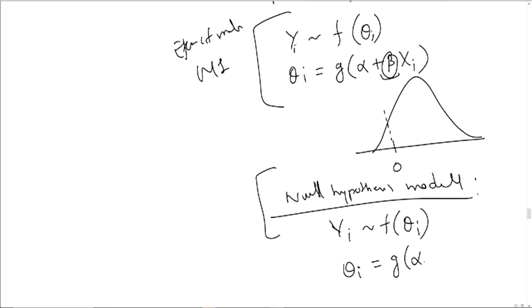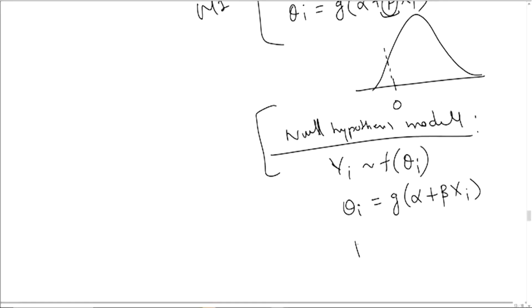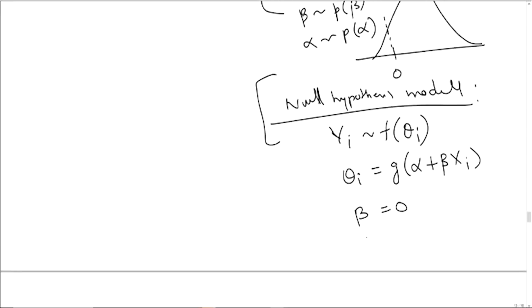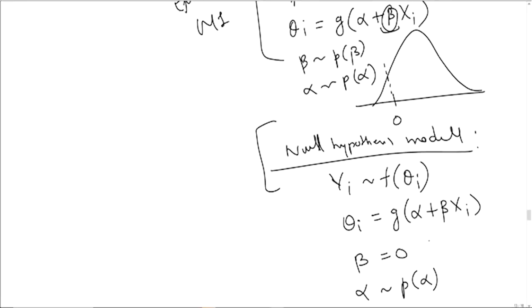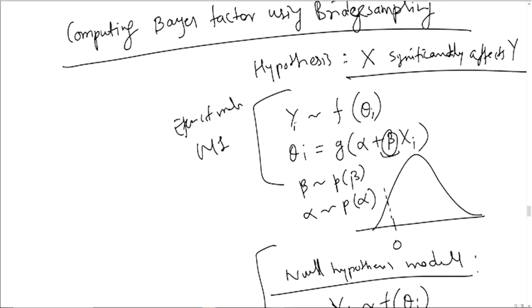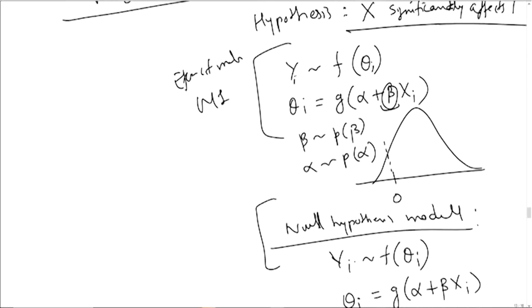g of alpha plus beta into xi, such that beta equals 0. So that's the difference. Here beta would have some prior, alpha would also have some prior. Here beta is fixed at 0 and alpha would have some prior. Okay, so that's the difference. We set this parameter beta to be equal to 0. What does this mean? That there is no effect of x on y. Basically, the effect of x on y is 0. Okay, that's the assumption in this model.